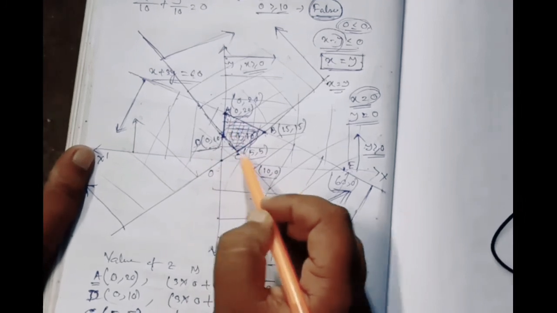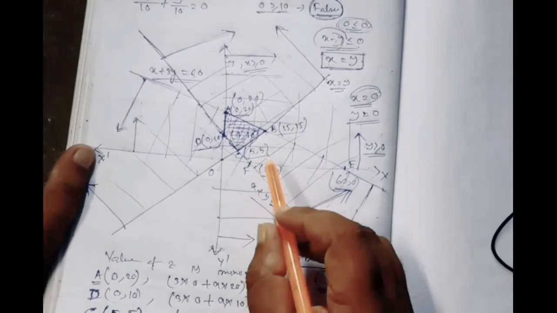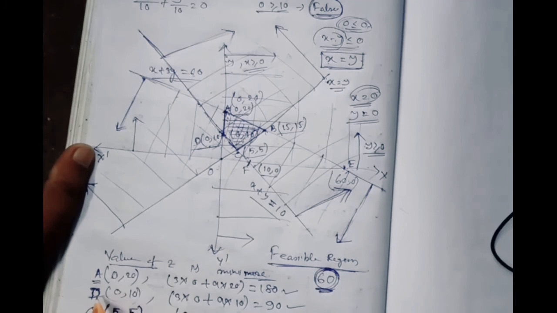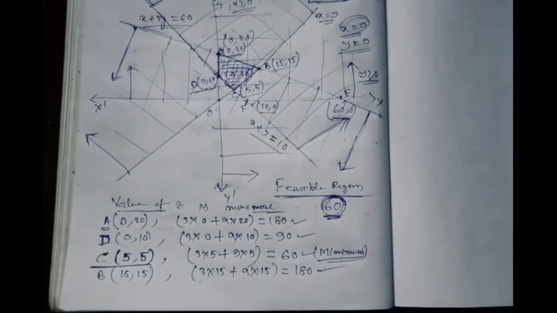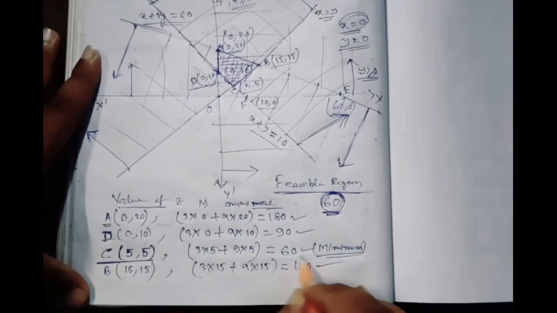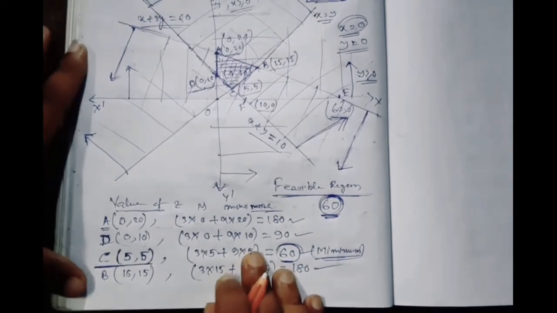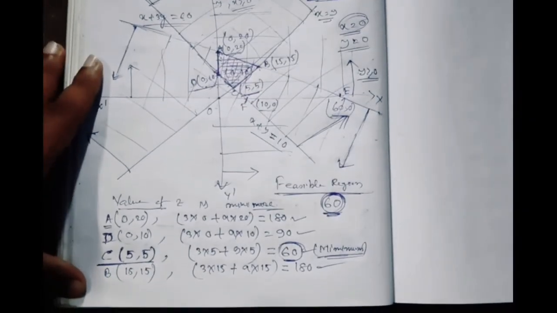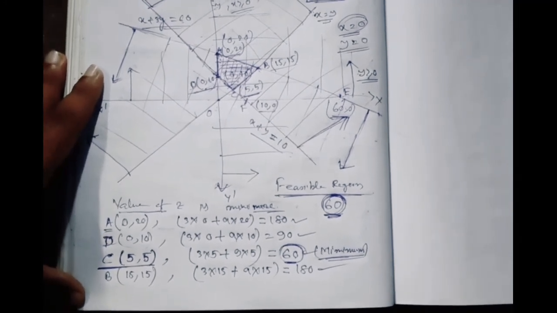Now from these feasible points, definitely we have to find at which point the value of z is minimum. That we have to find in the problem. So as you can see from here, at C, the value is minimum, and the value is 60 obviously. So at C, the value is minimum and the minimum value is 60. Understood?